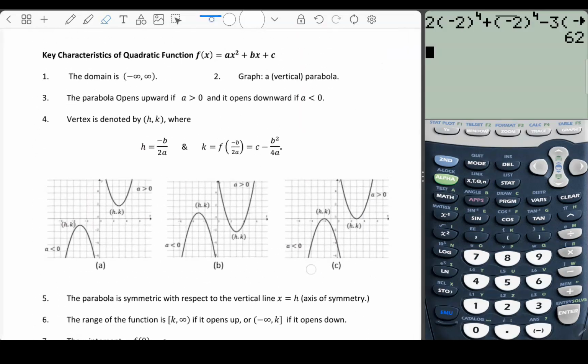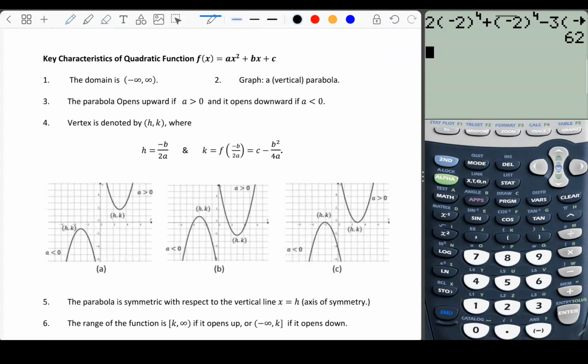The key characteristics of our functions. First off, the domain is negative infinity to infinity. All x values can go in. It makes a U shape, and it's called a parabola. If the a value is positive, greater than 0, it opens up. And if the a value is negative, it opens down. The vertex is where it turns. It's called the maximum or the minimum, depending on if it's opening up or down. And it's denoted by the letters h, k.